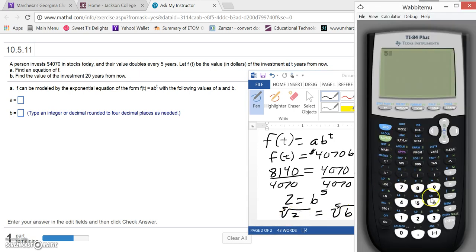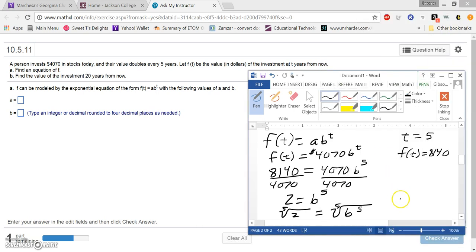What we would end up with is the 5th root of 2. So we'll press 5 and math, and you will go down to the number 5. So that's the 5th root of 2. And it tells us here to round the decimal to 4 decimal places. So we will have 1.1487. So this would be B is equal to 1.1487.